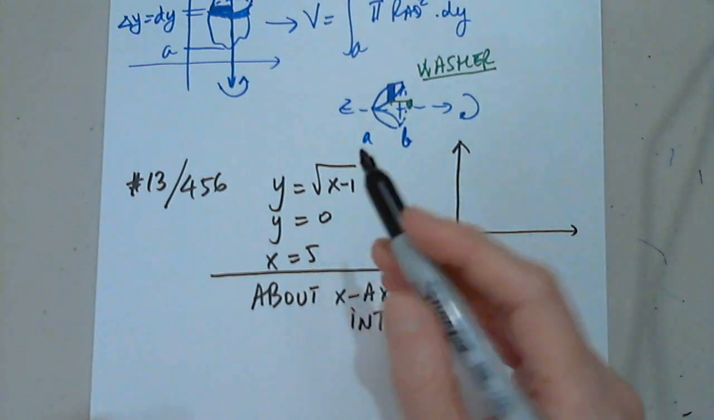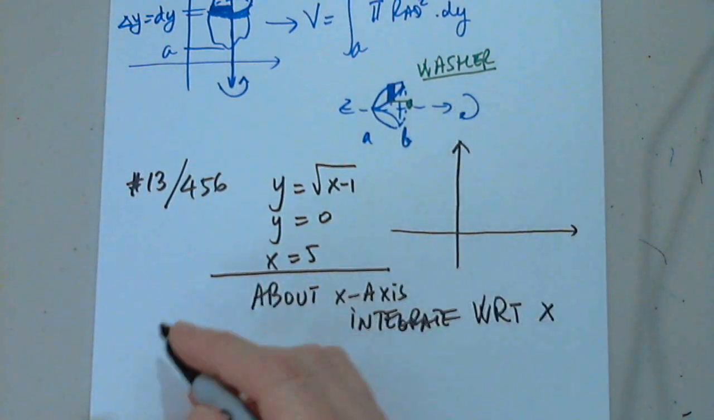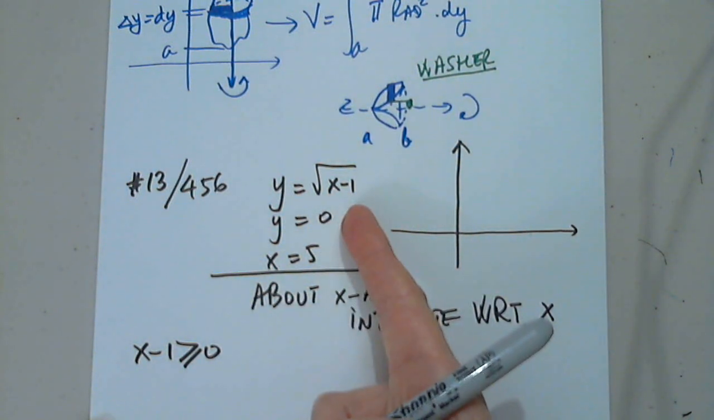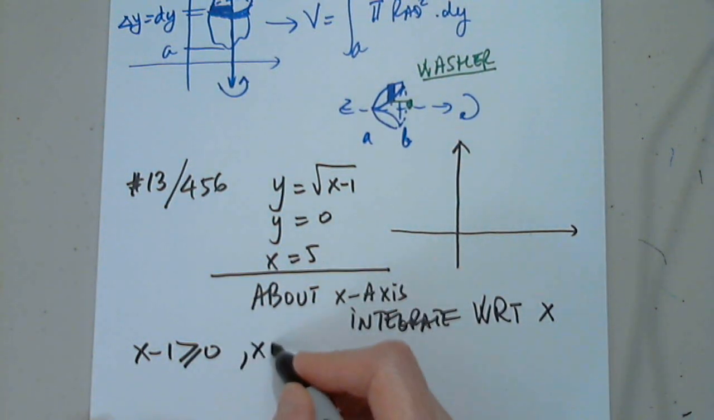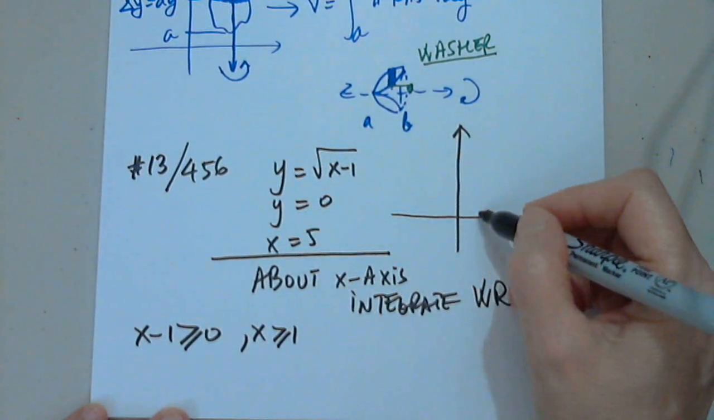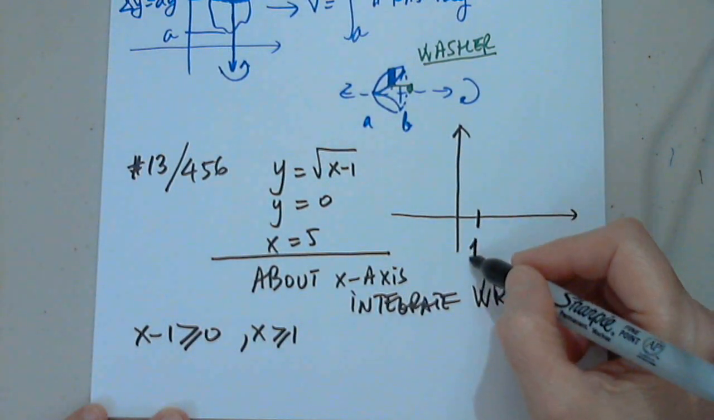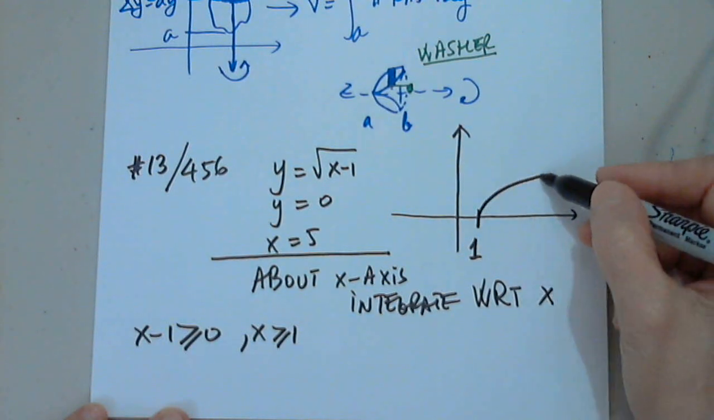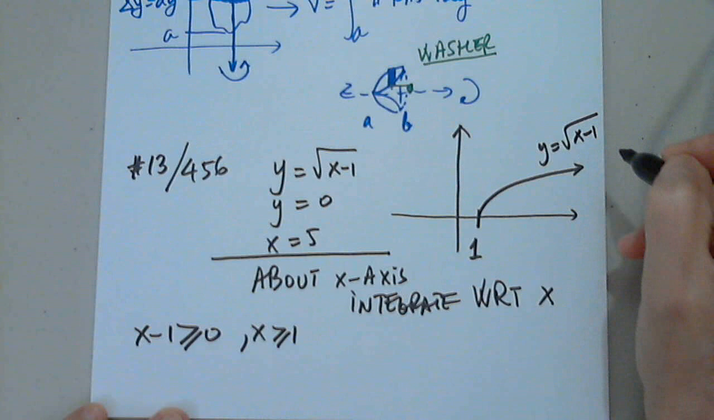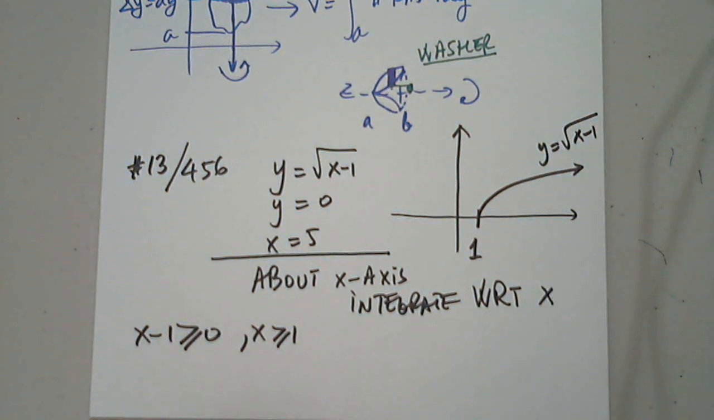For such a function, it's a square root. X minus 1, by definition of the square root, has to be a number greater than or equal to 0. Obviously, this means x is greater than or equal to 1. So the domain of this function starts at 1 and goes to infinity. So this is y equals the square root of x minus 1. So this is accounted for.